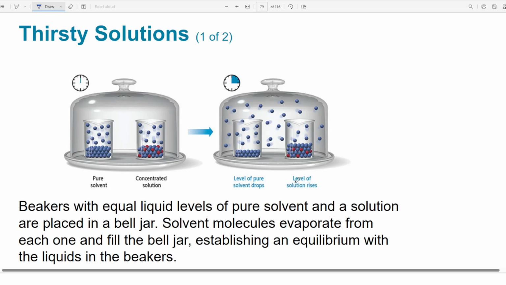So what happens is, because the concentrated solution has a tendency to draw solvent particles toward it, just like what we saw with the seawater, the level of the solution at equilibrium will be higher than the level of the pure solvent, even though they were equal initially, due to nature's tendency toward mixing.